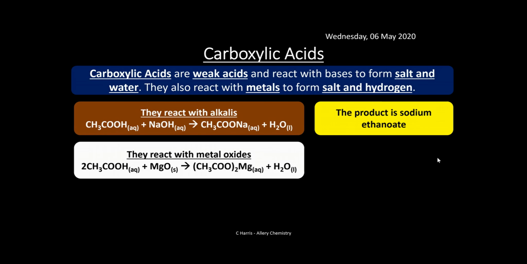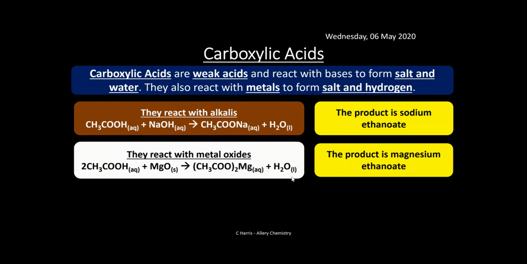And they also react with metal oxides. So you've got a metal oxide here. That forms your metal salt and water. So this is also a base. Remember, your oxides are bases as well, your metal oxides. So these react to form your salt and water. There you go. In this case, it's going to be magnesium ethanoate.